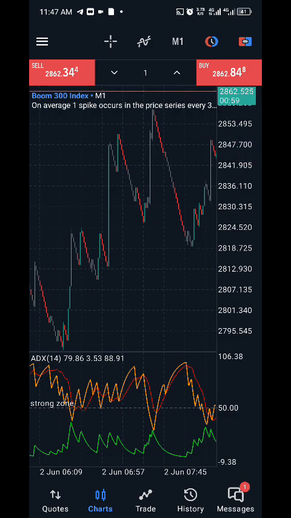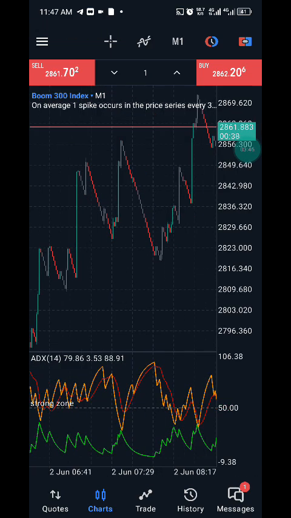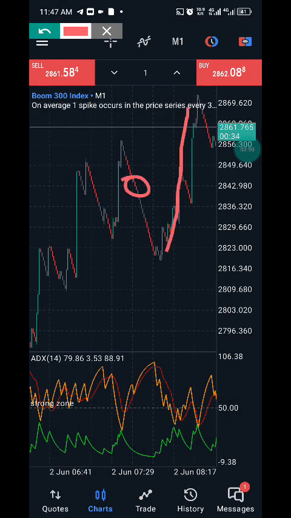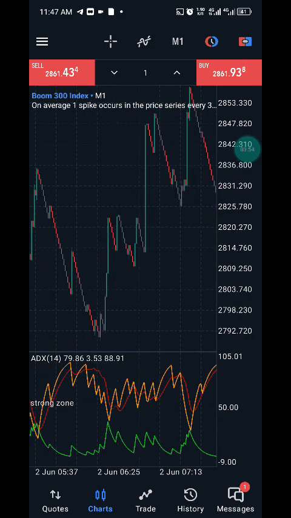We also have another confirmation here. You can see what happened here. We have our 50 level, and our red line touched that 50 level. That tells us this is the right time to enter this particular trade. This trade is going to be around somewhere here, and we can see what happened. We enter somewhere here, and we can see what the spike did to our trade. So that is how we are going to be making our massive profit daily.